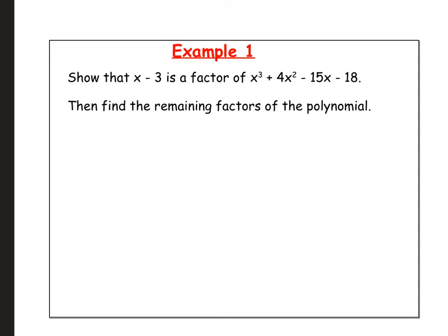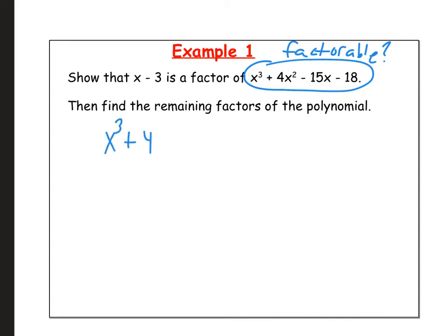Let's show that x minus 3 is a factor of this big polynomial, x cubed plus 4x squared minus 15x minus 18. And let's do it before we even talk about dividing. Let's just see, is this thing factorable using any methods that we may have come across. To me, looking like a 4-term polynomial, the one method that kind of jumps out to try first might be the grouping method. So let's see if that works.